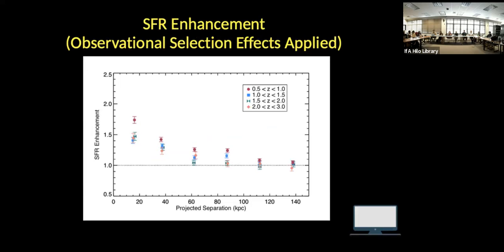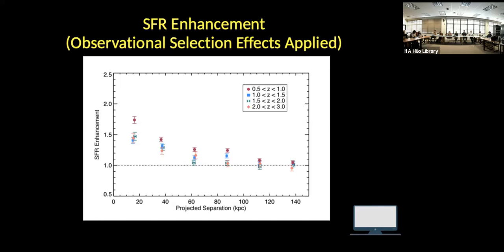And here is the result. Furthermore, in simulations we know the 3D separation of pairs, but in observations we only know 2D separations. So I also applied the effect of that. So here we have a study based on simulations that's as close to an observational study as possible.